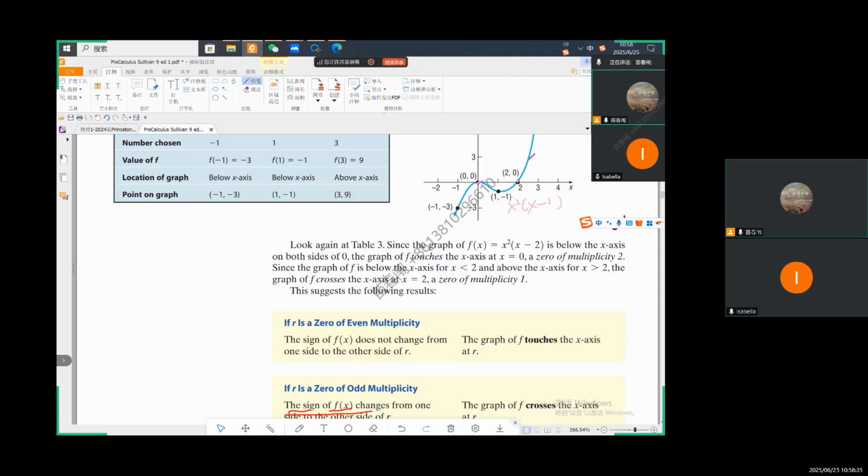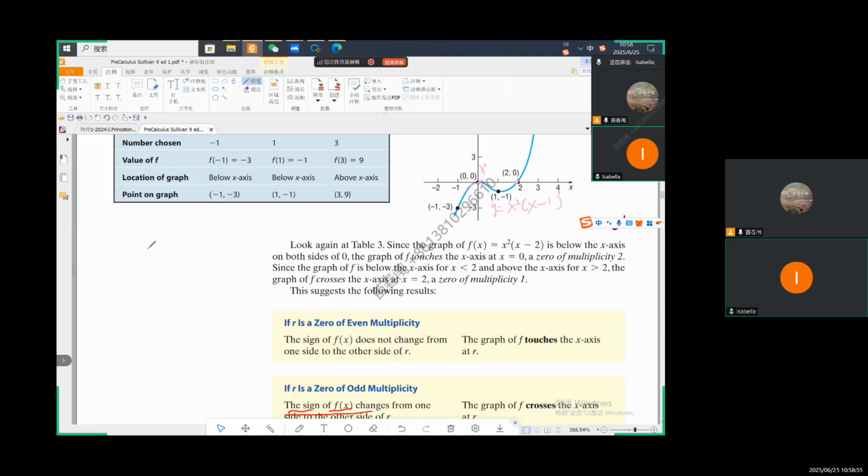Wait, can you repeat that? Because the function here is saying, if it is a square, you touch it. If it's, you know, one power, multiplicity is 1, and then you cross that. Does that make sense? Oh wait, I learned about it. It's like cross or bounce.